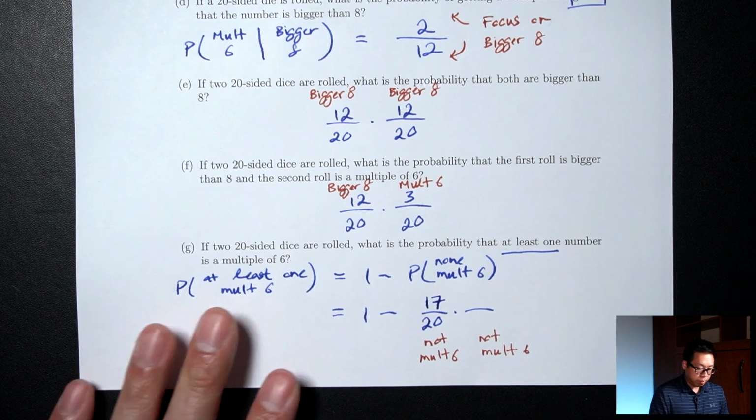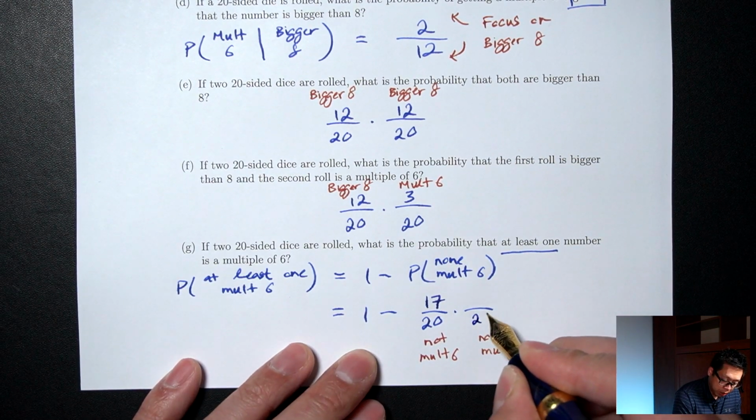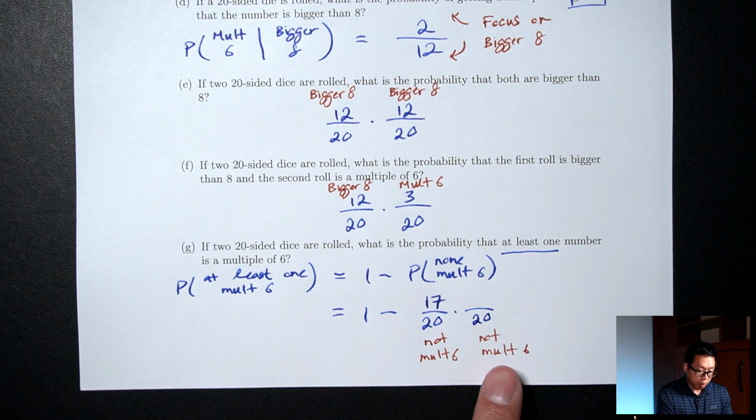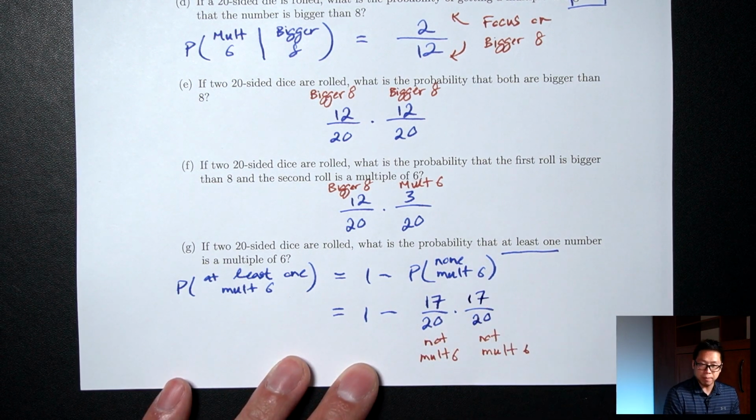Second fraction, because we're talking about dice, we don't have to reduce. So the bottom is still going to be 20. Up top, I also want that to be not multiple of 6. And because we're talking about dice, you don't have to reduce. It should still be 17.